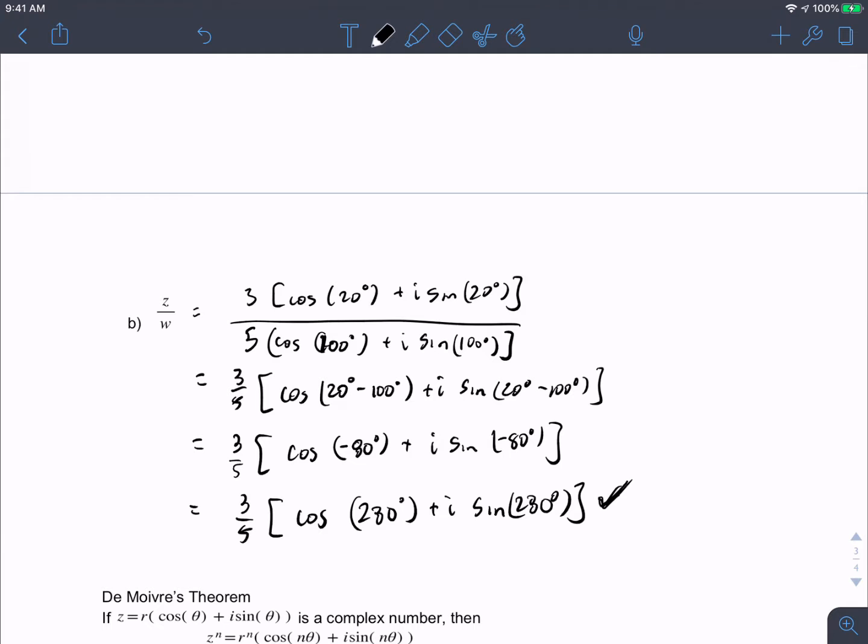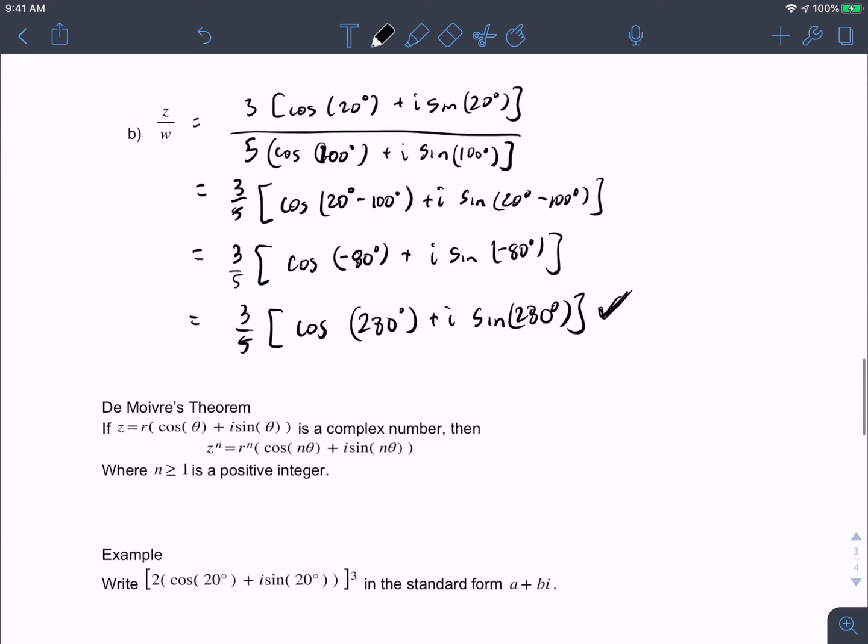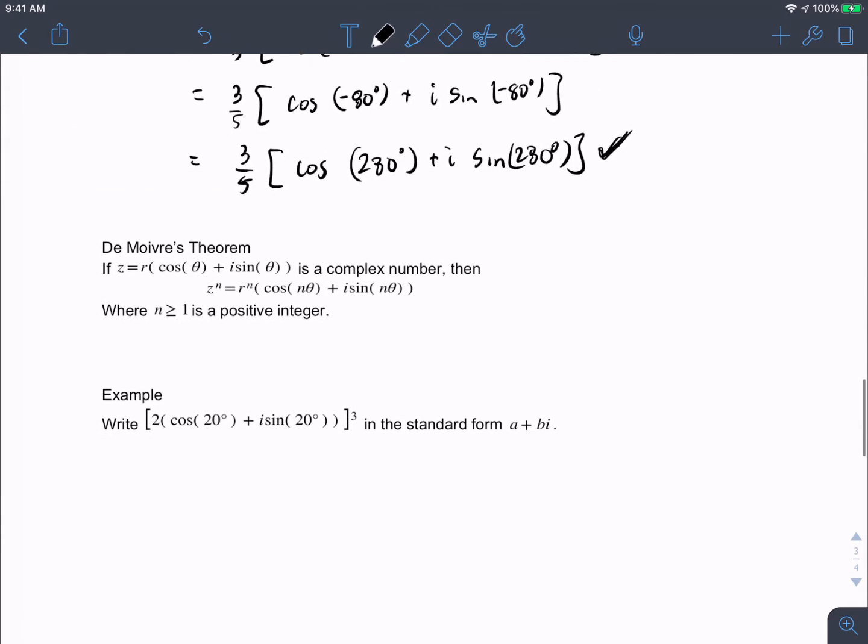Now let's delve into DeMoivre's theorem. DeMoivre's theorem is simply this. If we're given some complex number formula and we raise it to a power, it's just going to be r to that power, and then that power times the angle to create a new angle.